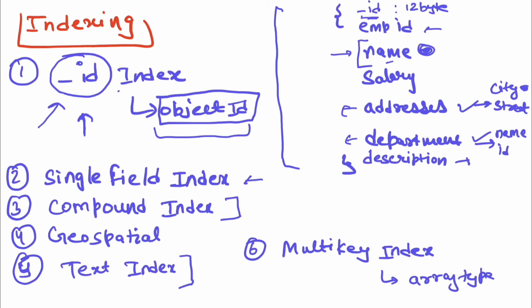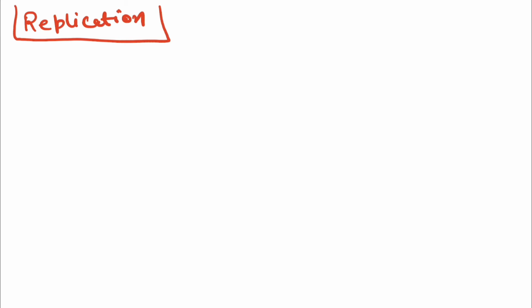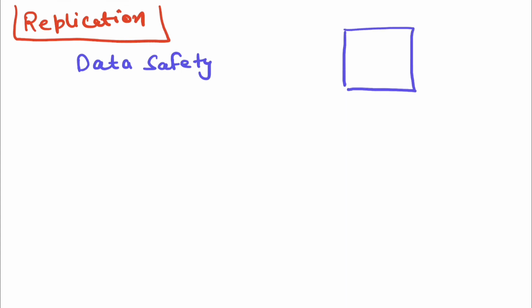The next thing we are going to talk about is replication. Replication is a strategy within your MongoDB to make sure that your data is safe. It is a data safety strategy within your MongoDB server. Let's say you have one node where your data is. This is a MongoDB node where you have data, you are reading the data from here and writing the data to this node.